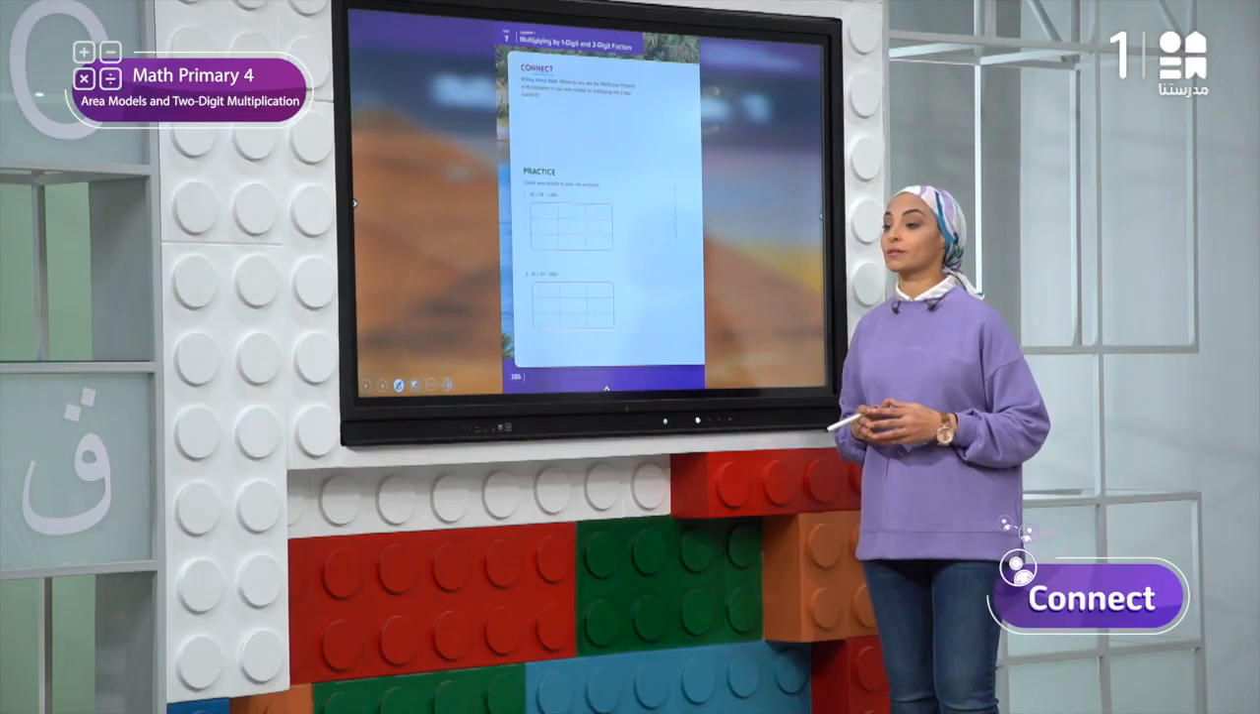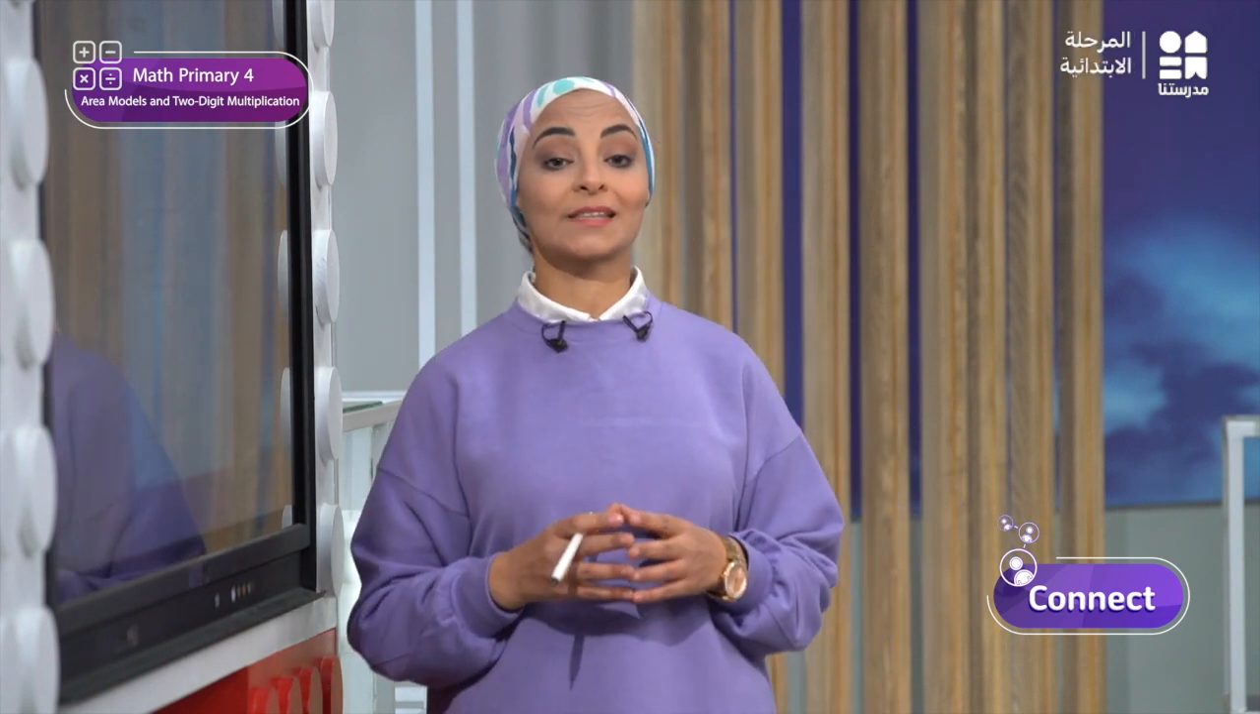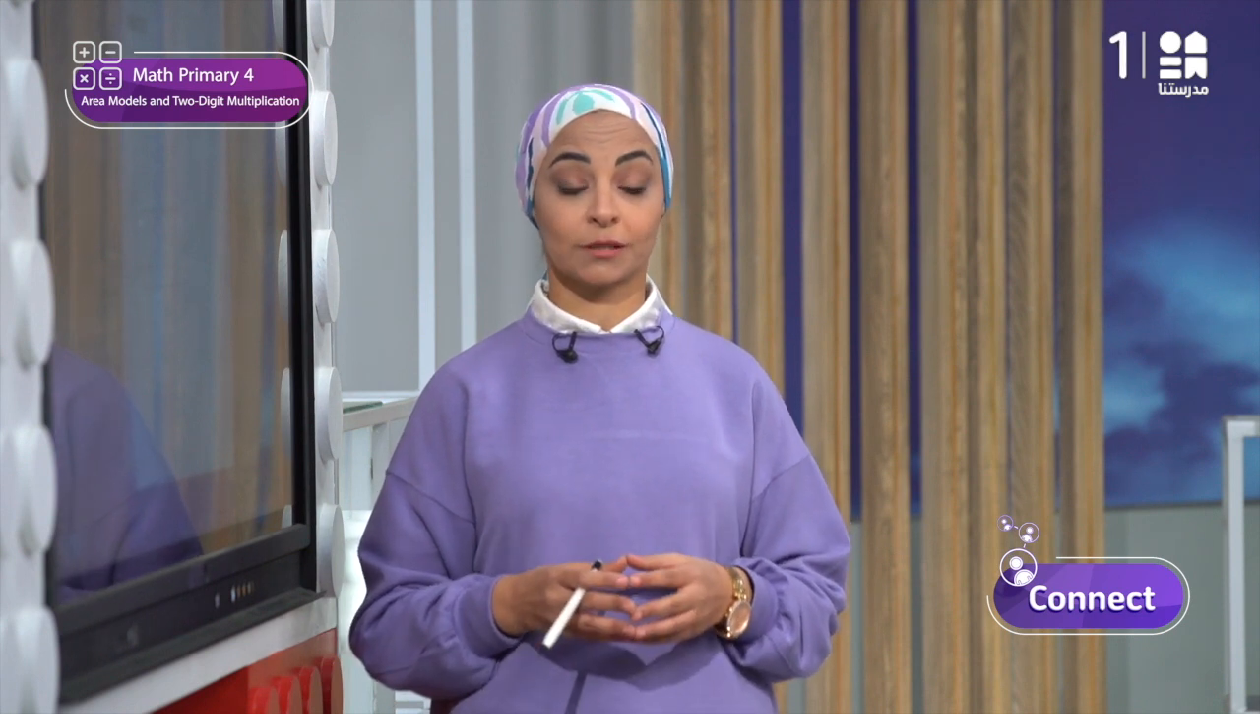And also we should pay attention to something very important. Make sure that when we decompose the numbers, there is a number that is a multiple of 10. Always make one of them a multiple of 10. Why? Because any number that is a multiple of 10 makes my multiplication very easy to solve.